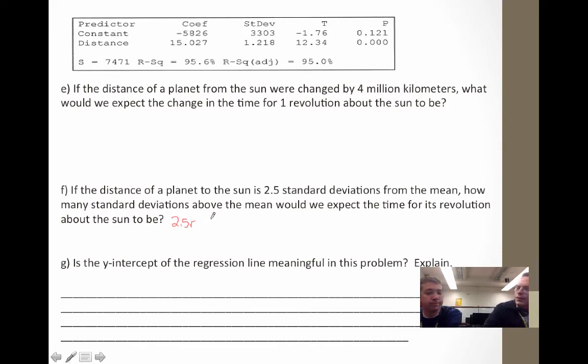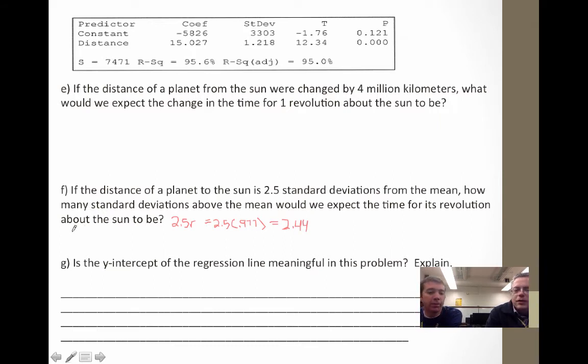Which would equal, and we'll remind you why in a minute, 2.5 times r, which was 0.977, I think? Yes. So 2.44 standard deviations. So when the change is given in standard deviations, you multiply the change in x by r to get the change in y.